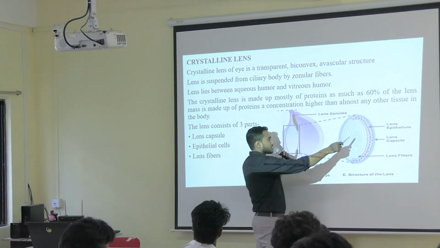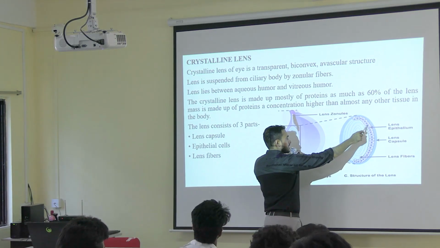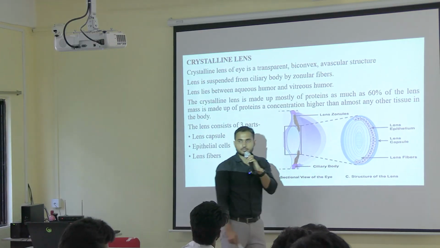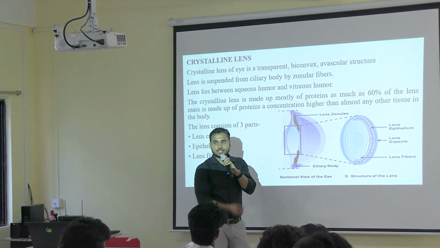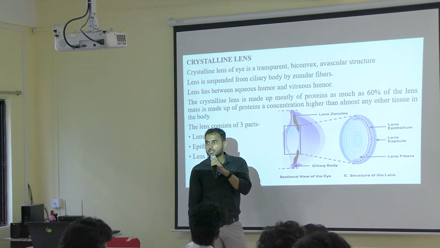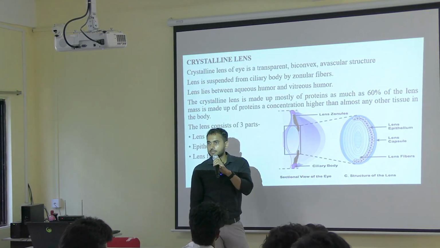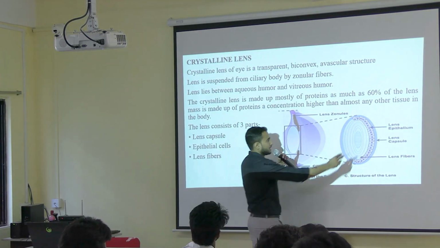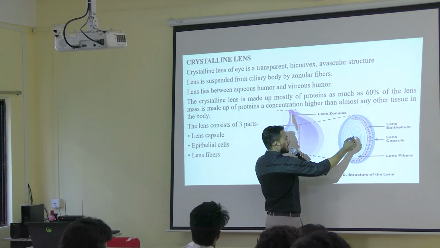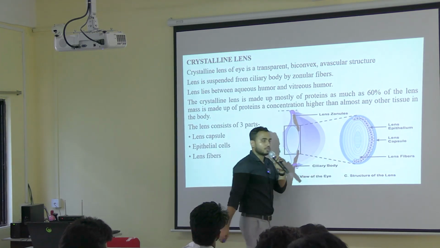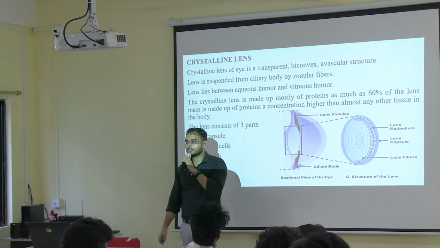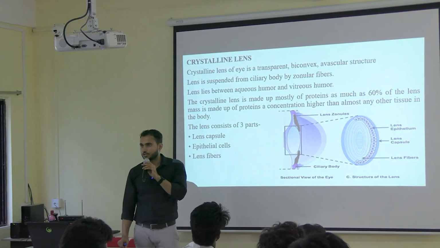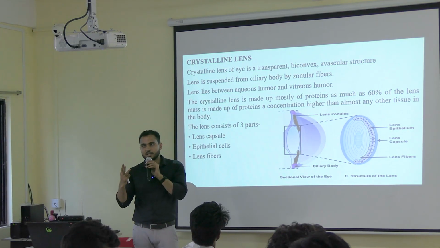Next, deep to the lens capsule, we are having the lens epithelium. Which type of cells are these? Simple cuboidal epithelium. This is the lens capsule. Now, deep to the lens capsule, you can see most of the thickness of the lens is made up of lens fibers. So these are the three layers.